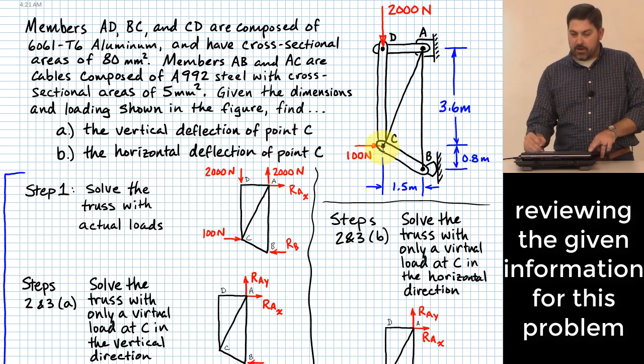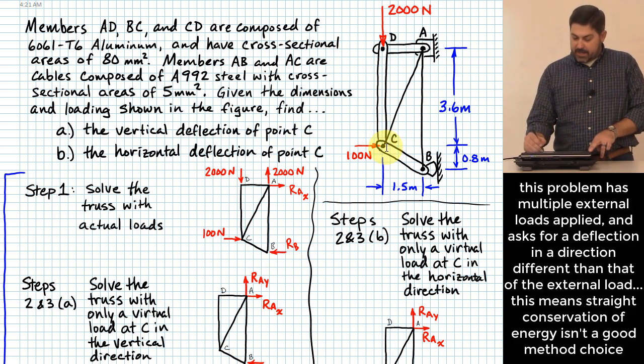Point C is down here. So what you'll notice there is that point C does have a load applied to it, but for at least part A right here, it goes in a direction that is not the direction that we're trying to define the deflection. Also, we have two different loads happening on this structure, right? So this is a situation where we would have a hard time figuring out what the deflection was in the vertical direction at point C with just a pure conservation of energy technique, okay?